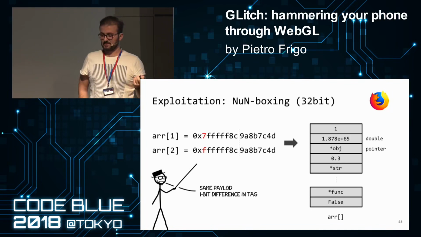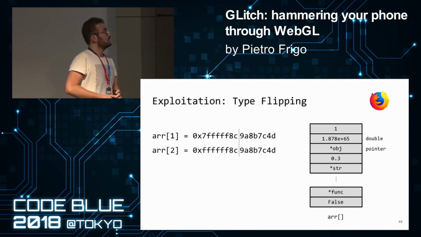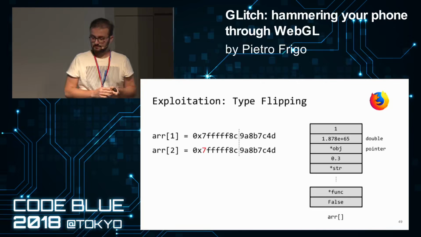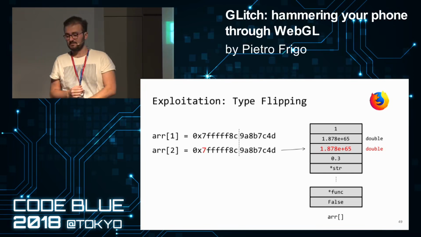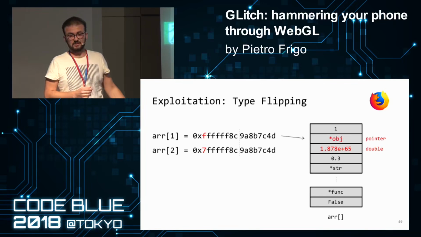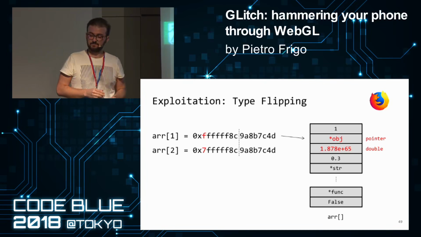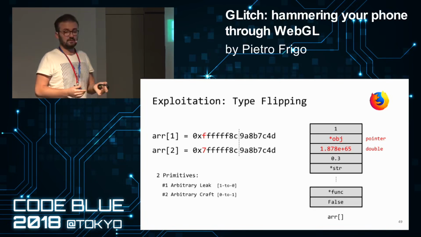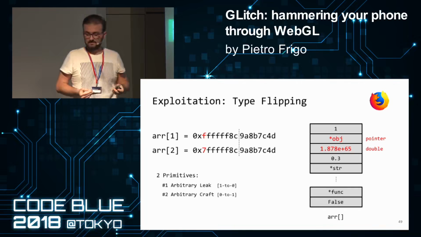And now you can see what's the point of our primitive. So our primitive is called type flipping. And what you can do is basically, by triggering a bit flip in the tag, you can convert any pointer into a double, which means that you can break ASLR as simple as that. And you can convert any double into a pointer, which means that you can craft any pointer without any restriction. So this gives us two primitives, an arbitrary leak with a 1 to 0 bit flip, and an arbitrary craft with a 0 to 1 bit flip.